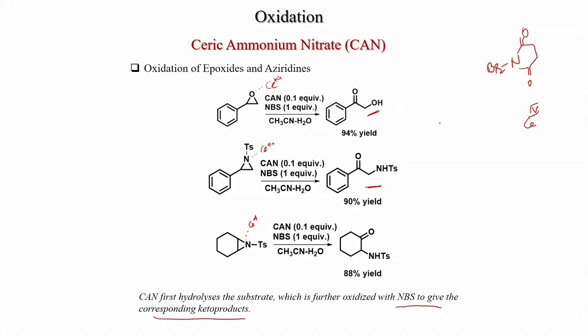So this reaction intermediate can be considered a diol. And we have already seen that in this diol, the secondary alcohol will be selectively oxidized with ceric ammonium nitrate. Here also, this intermediate will be formed first. Water attacks from this center and you get this intermediate, and then after oxidation with N-bromosuccinimide you get this amino ketone.